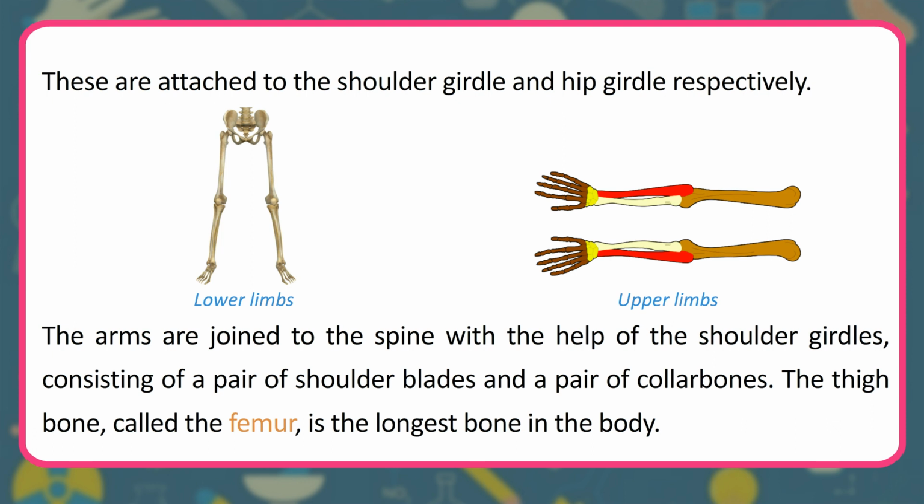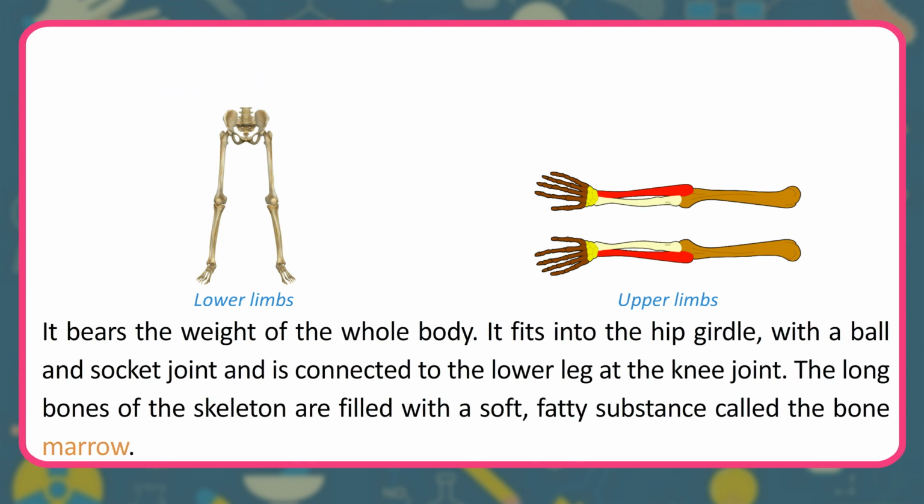The thigh bone, called the femur, is the longest bone in the body. It bears the weight of the whole body. It fits into the hip girdle with a ball and socket joint and is connected to the lower leg at the knee joint. The long bones of the skeleton are filled with a soft, fatty substance called the bone marrow. Lower limbs. Upper limbs.